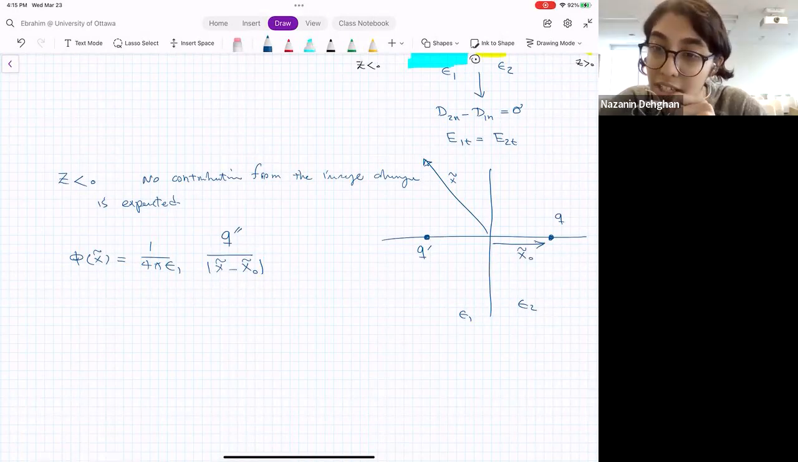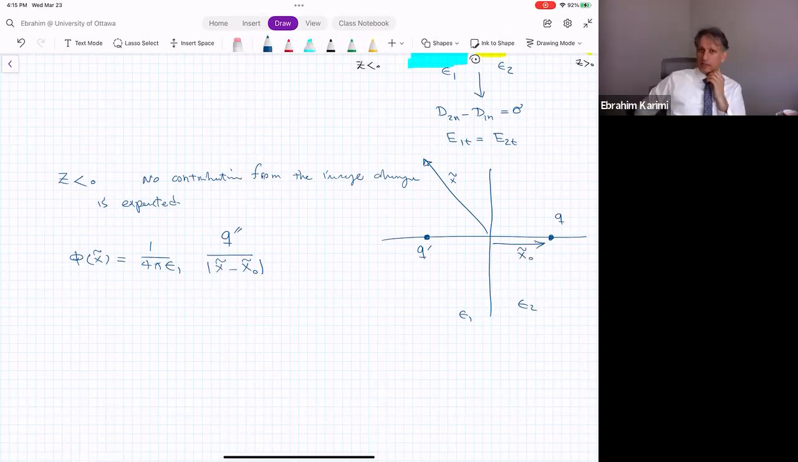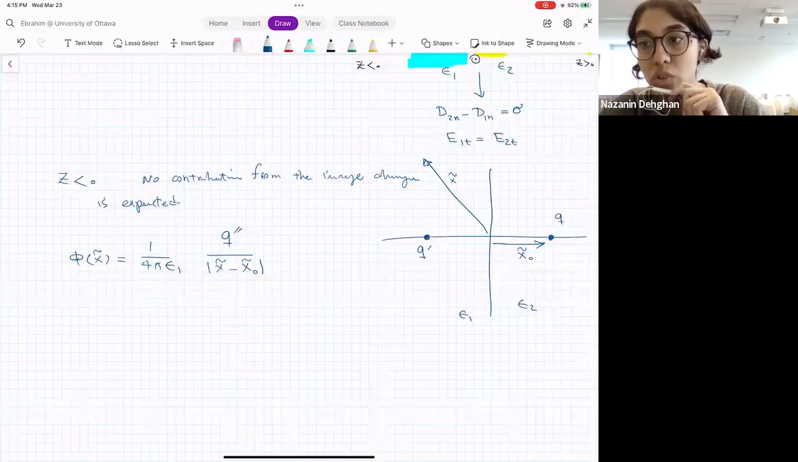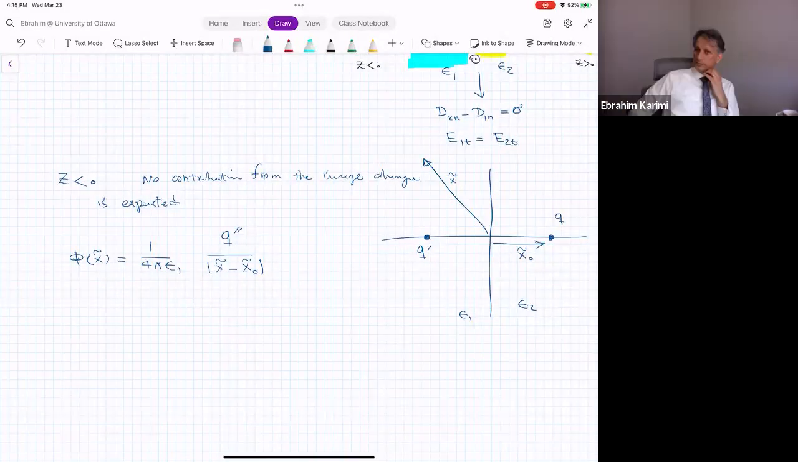How about the boundary condition? We will apply that because we don't know what Q prime is, and we don't know what Q second is. We have to apply the boundary condition to find those, and then we get the potentials. But do we have the potential equal to 0 boundary condition on this? No.